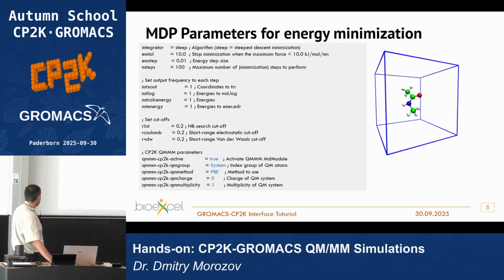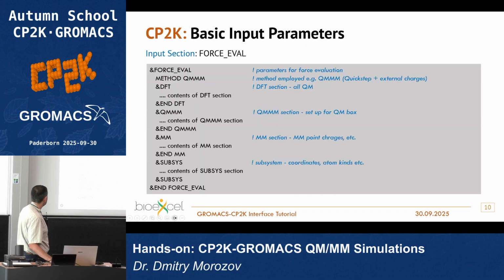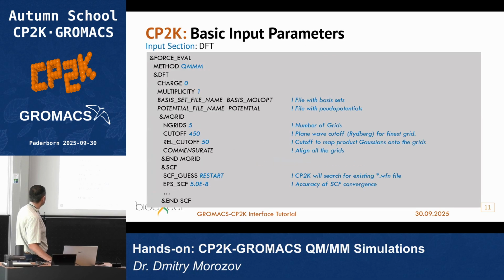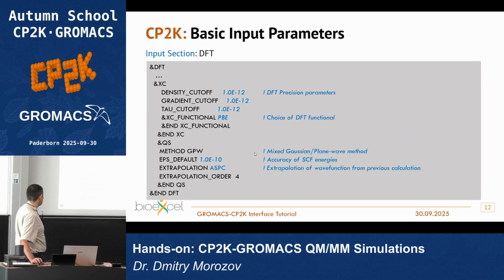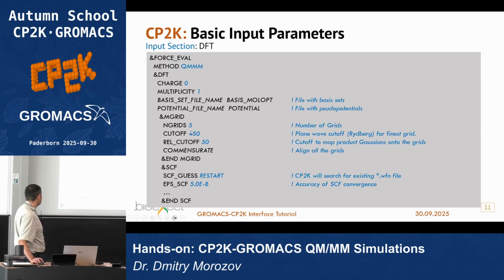With temperature coupling. These are the MDP parameters which you need to look at. Basically, these are more or less standard GROMACS input parameters for energy minimization, but with this QM section added. Then there is an explanation of what you expect to have in the CP2K input files with the grid cutoff. As I said, the grid cutoffs and everything are set to high numbers, mostly for stability.